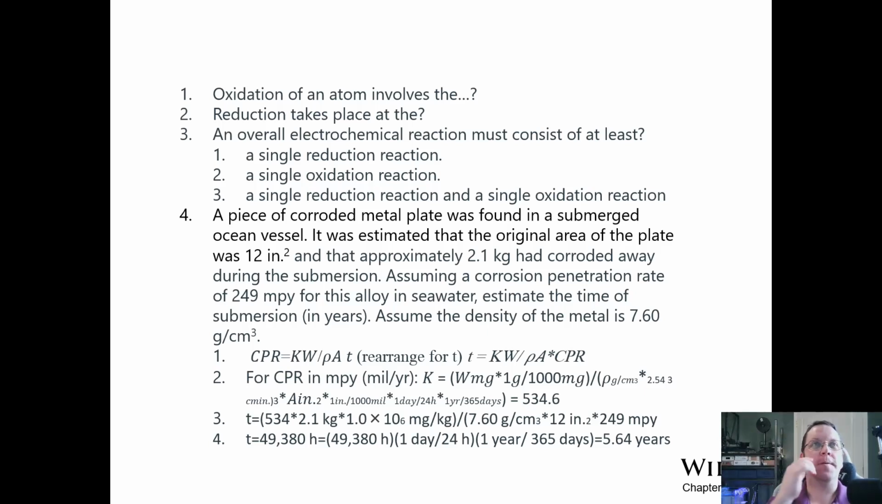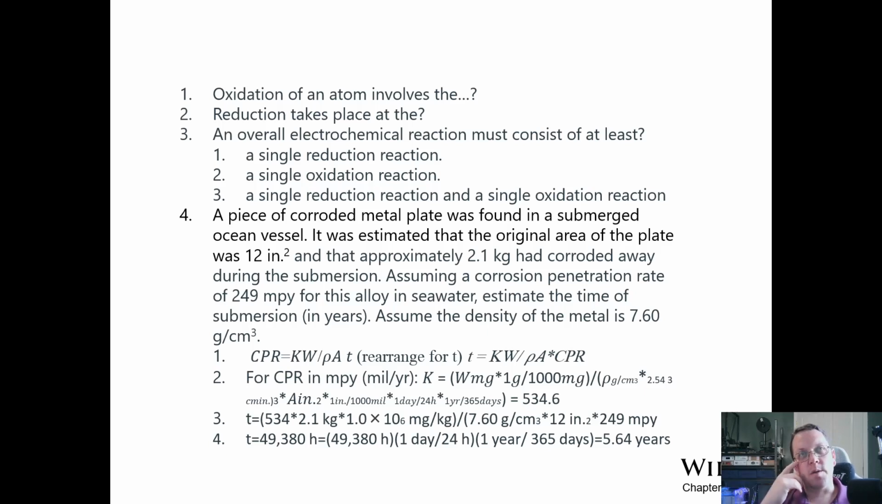So if we have to pick, an overall electrochemical reaction must consist of at least what? A single reduction reaction is what's called a half cell. A single oxidation reaction is another type of half cell. That's why I wanted to show you the video, to see physically that unless you have both the reduction and the oxidation half cells, a pair of half cells, you do not have a whole cell, and you do not have an overall chemical reaction. You just have two things in solution and nothing happening. That's fundamental to understanding this electrochemical process.